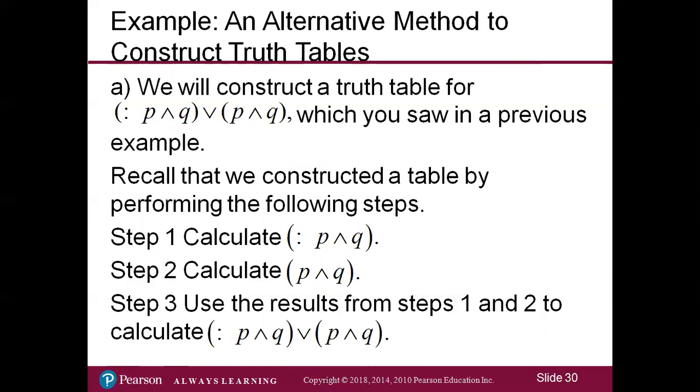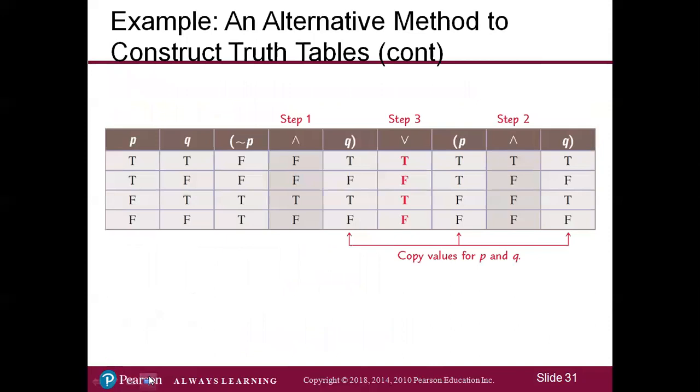We will construct a truth table for not P and Q or P and Q, which you saw in a previous example. Recall that we constructed a table by performing the following steps. All right, so constructing the table in this alternate way is to insert the information you need right below what you write.